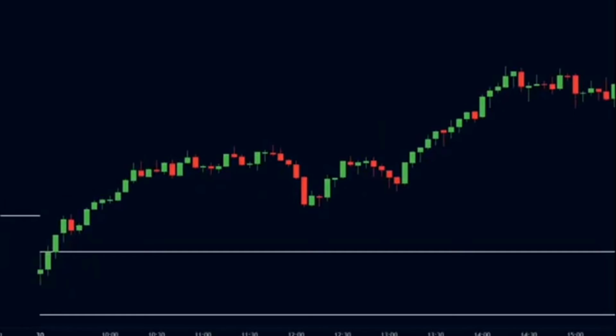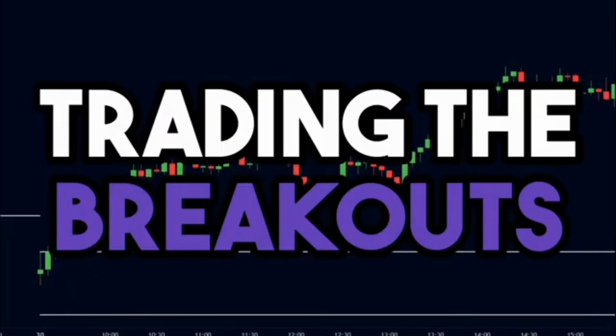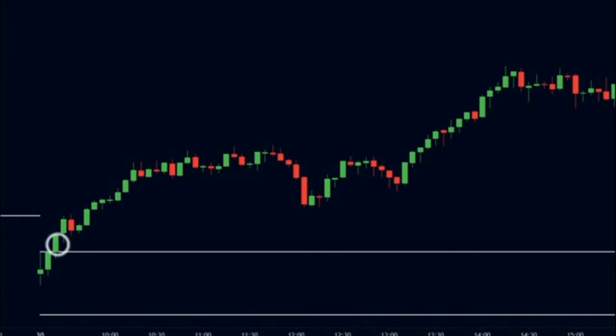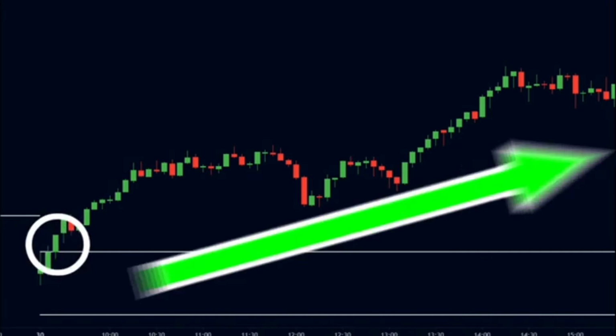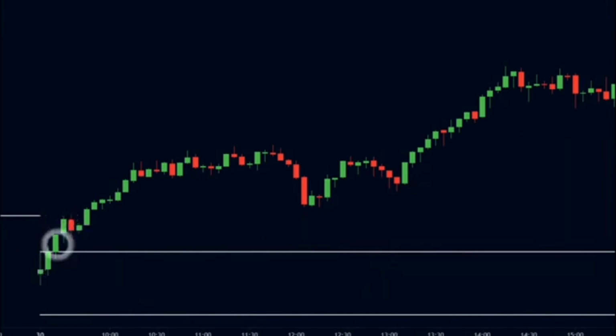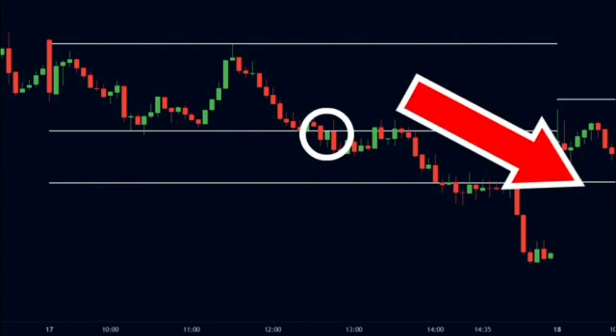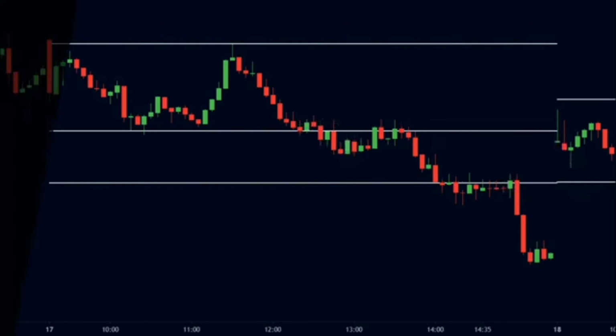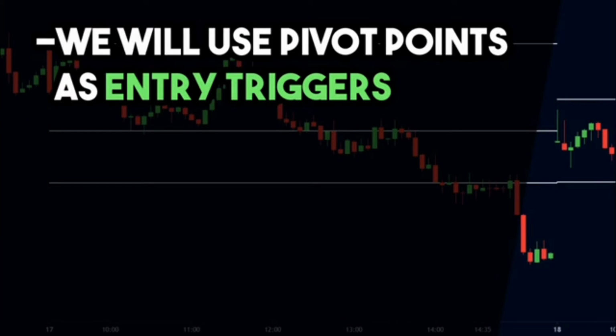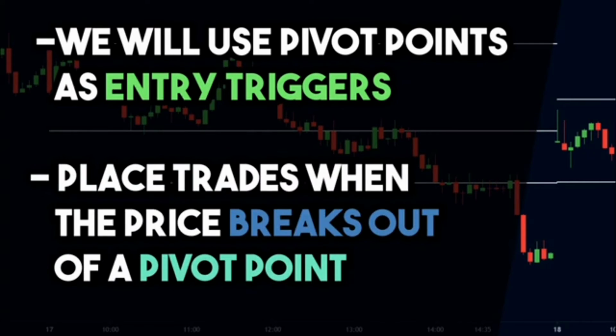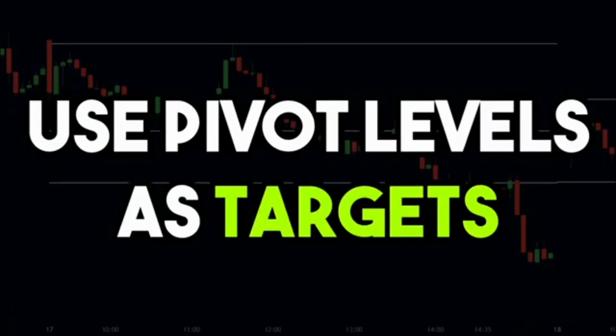Another way of trading the pivot points is by trading the breakouts. Whenever the price breaks above a pivot point, it signals a strong bullish momentum. Similarly, when the price breaks below a pivot point, it indicates a bearish momentum. We will use pivot points as entry triggers in our strategy. This means that we will place a trade when the price breaks out of a pivot level. We will also use the pivot levels as our targets.